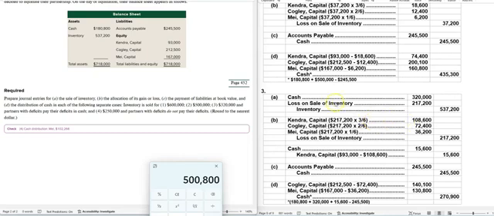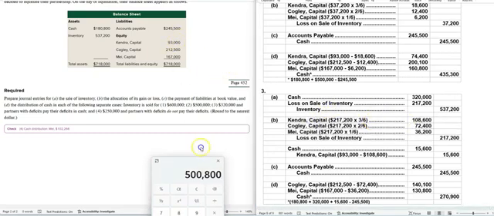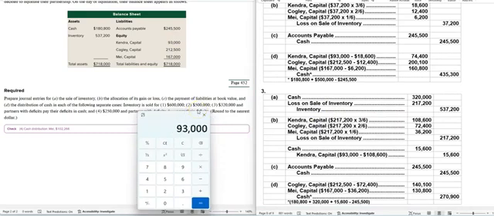Now let's think about what happened. Look at Kendra's capital account. It had only been $93,000 before this loss allocation. We just decreased Kendra's capital account $108,600. There is a deficit in Kendra's capital account of $15,600.